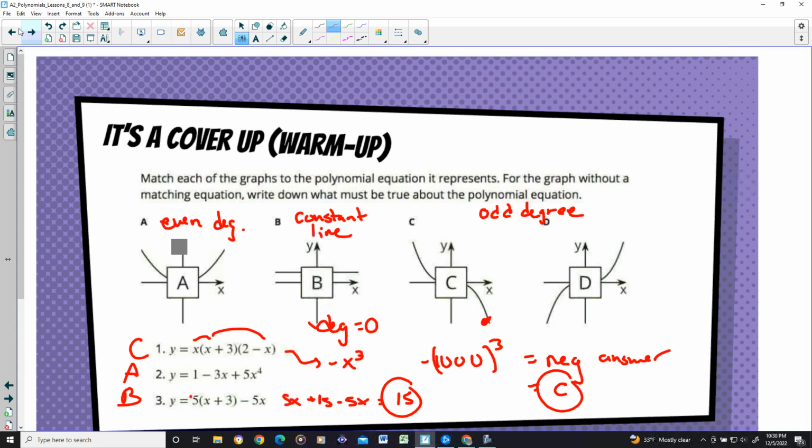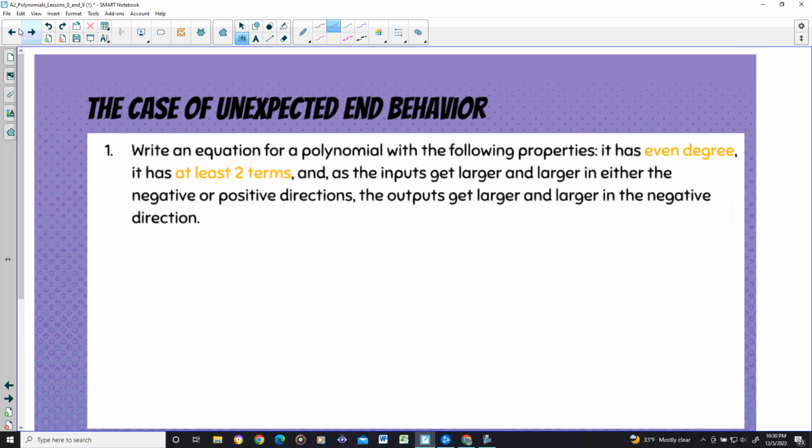Okay. So now let's use our knowledge from the last lesson and see if we can put a few things together here. Write an equation for a polynomial with the following properties. It has even degree, has at least two terms, and as the inputs get larger and larger in either negative or positive directions, the output gets larger and larger in the negative direction. Okay.